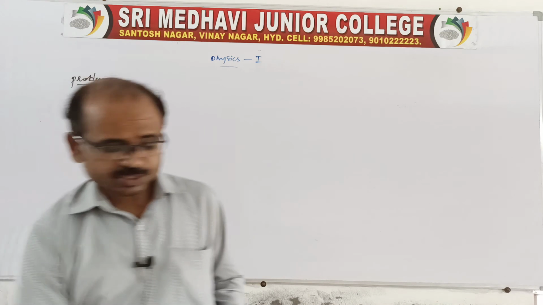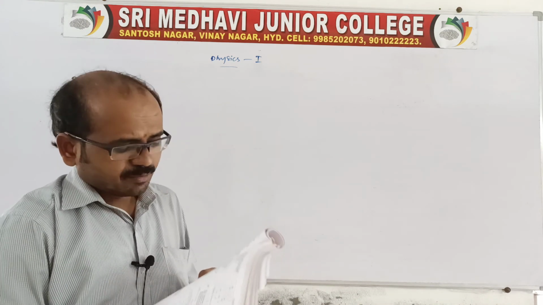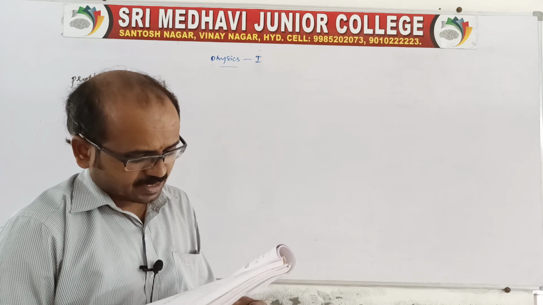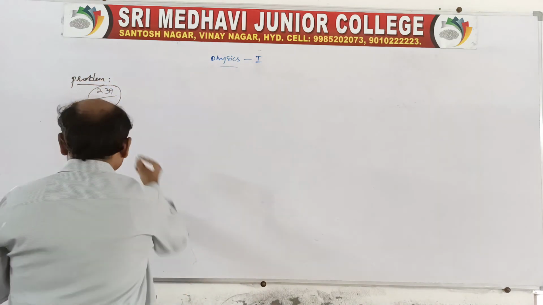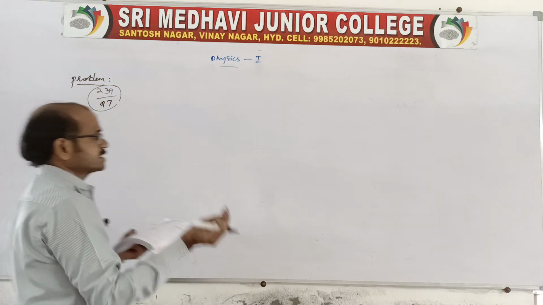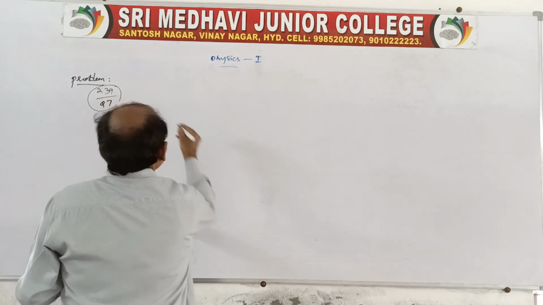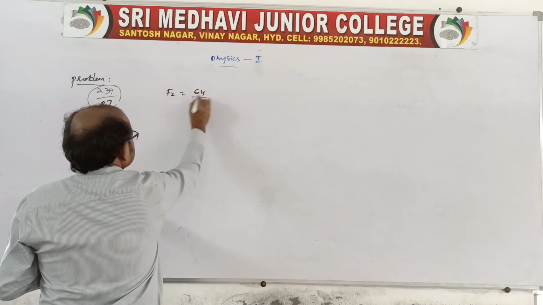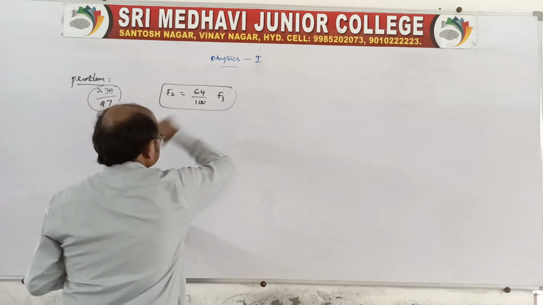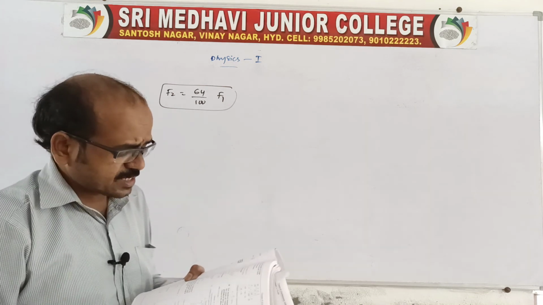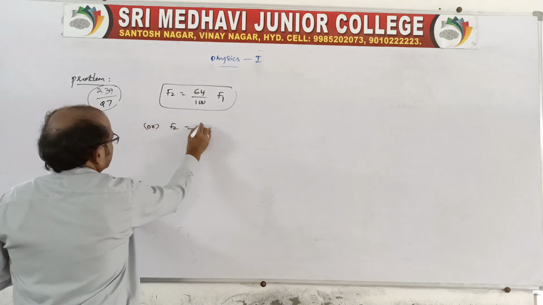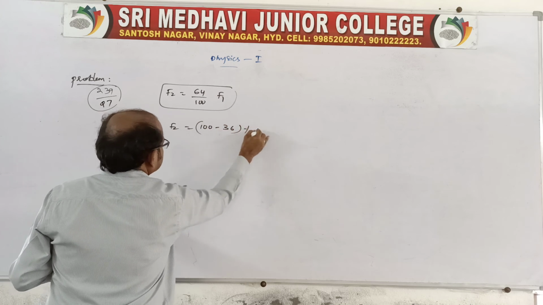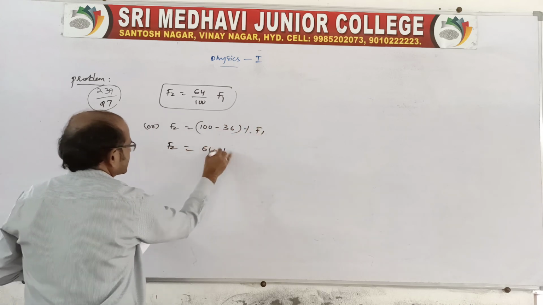Right, I'll explain the question. The gravitational force of attraction between the two objects is decreased by 36%. How much is decreased? 36% is decreased, in percentages. That is question number 7. If 36% is decreased, then how much percent is utilized? 64% is utilized. So F2 is equal to 64 by 100 of F1, because 36% is wasted. That means we can also take it like this: F2 is equal to 100 minus 36%. So F2 is equal to 64% of F1.